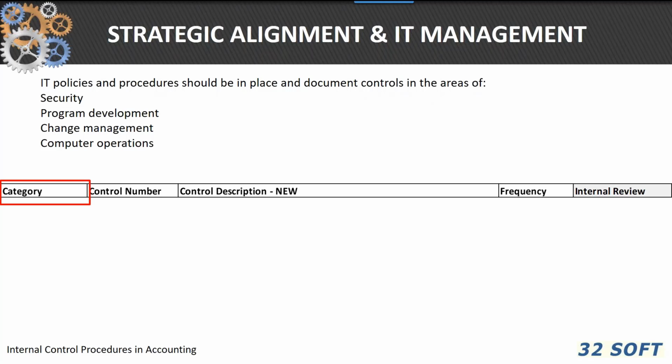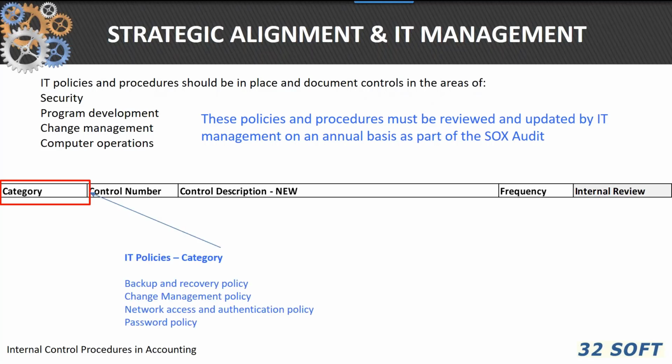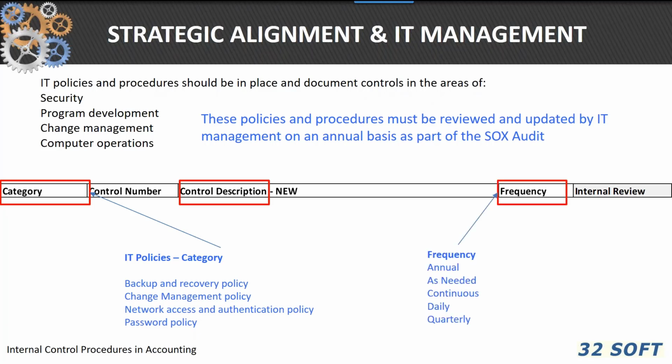It's real simple. If you're involved in the SOX process, you probably want to keep track of this. We've developed a simple spreadsheet. It talks about the categories. There's a control number associated with that, the description of what the control is, how often it's run, annual, as needed, continuous, daily, and then a place for internal. So if you just create a simple spreadsheet like that, it helps you keep track of these internal controls.